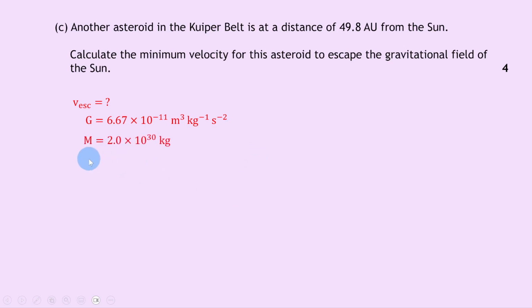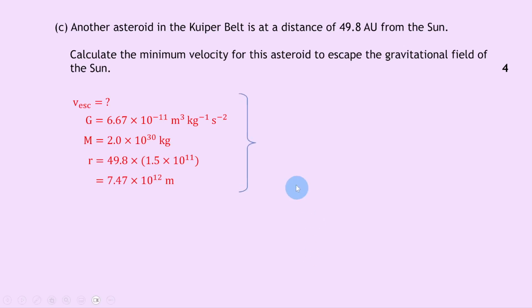We know the mass of the Sun, M, from the datasheet is 2.0 times 10 to the 30 kilograms. We're told that the distance r is 49.8 astronomical units, but remember to use that in a calculation, we need to convert it into meters. So we have that 1 AU is 1.5 times 10 to the 11 meters from the datasheet. So doing 49.8 times 1.5 times 10 to the 11 in your calculator will give you an answer of 7.47 times 10 to the 12 meters.